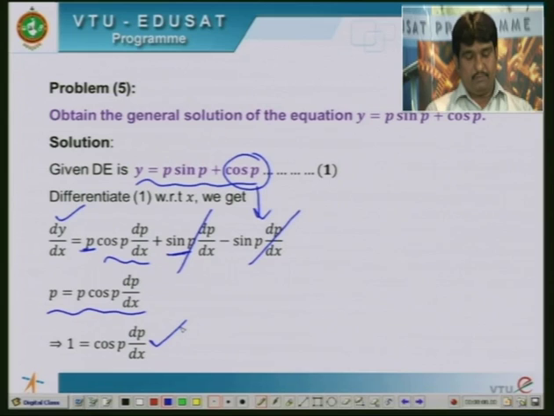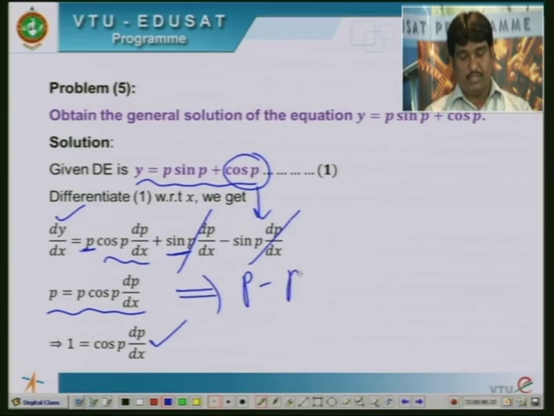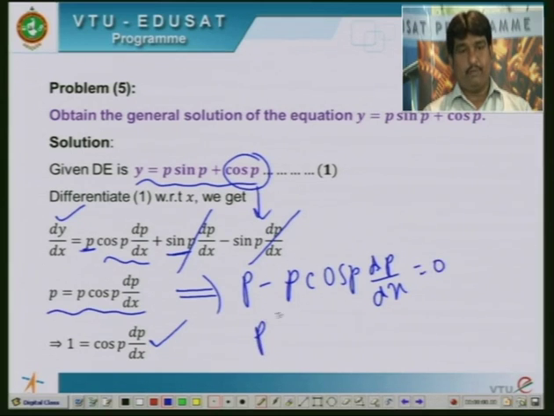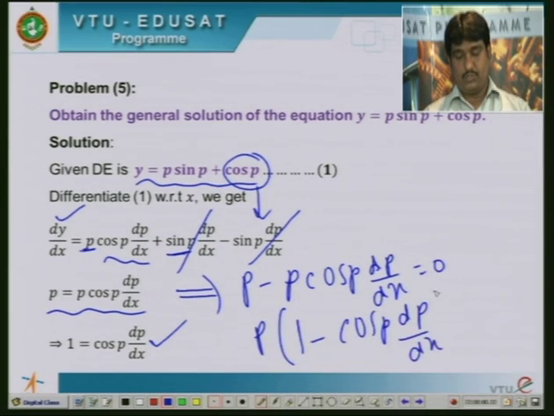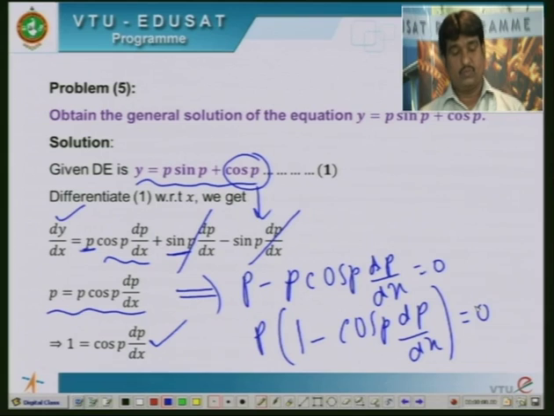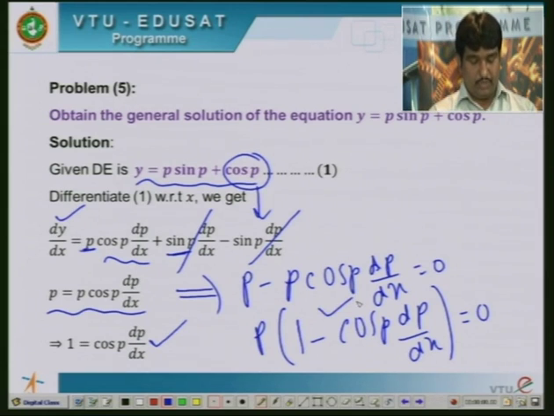So I have, even if you consider this as p minus p into cos p into dp by dx equals 0. So we have p into 1 minus cos p into dp by dx equals 0. So one factor, I am equating this to 0, which is 1 equals cos p into dp by dx.